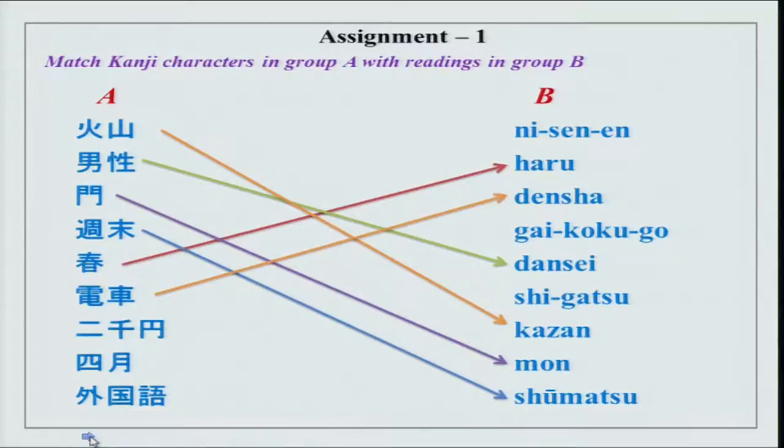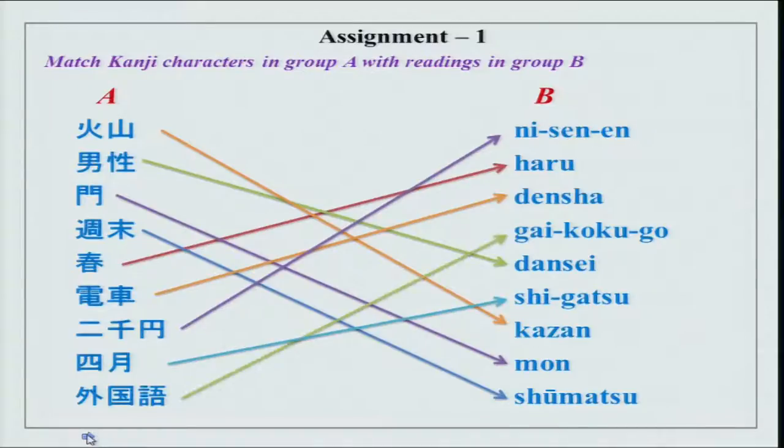Densha, nisen en, and it is not yen please, it is en. Shigatsu and gaikoku, go. Go, of course, you see written all the time on the kokuban, on the blackboard over here. So this is go for any language. Gaikoku is a foreign language.